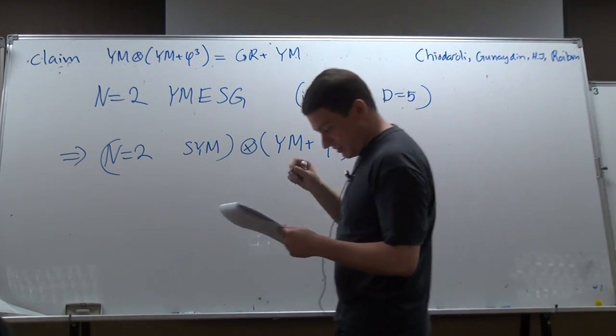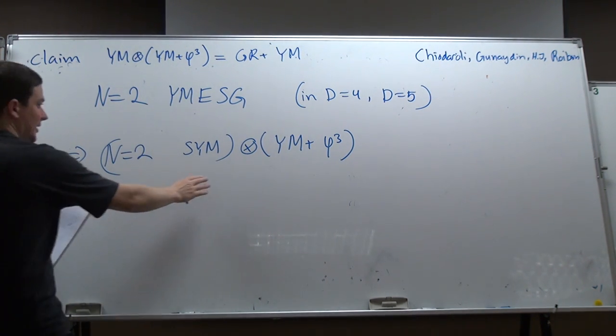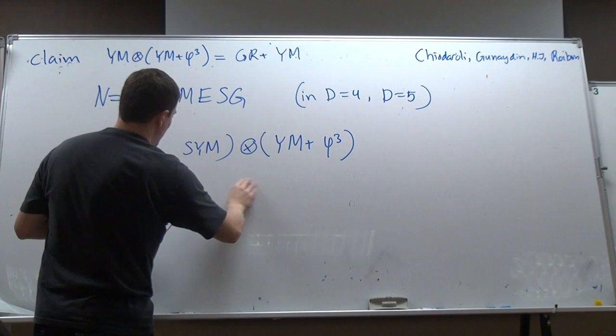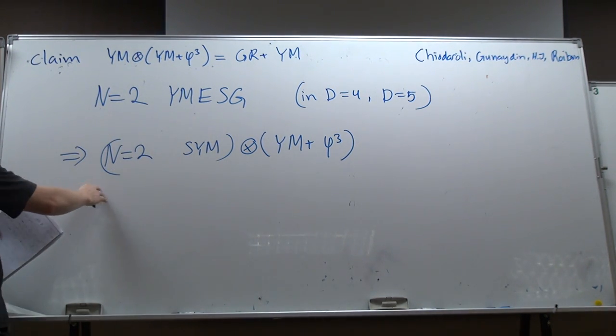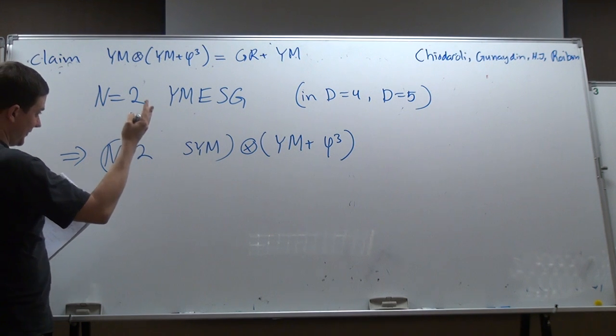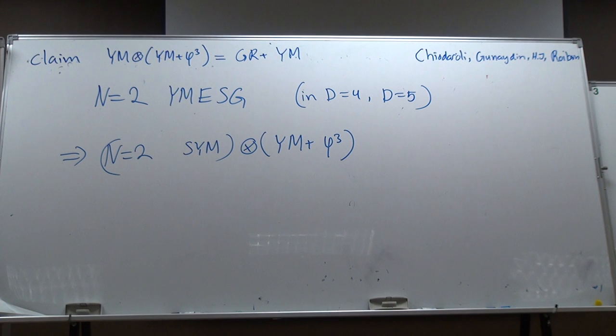So assuming that there's no way to make it supersymmetric, this shows why this series can only have N equals 0, 1, 2, and 4 supersymmetries, as expected.